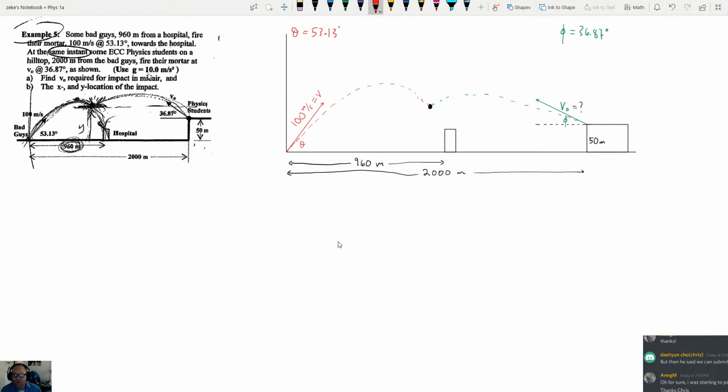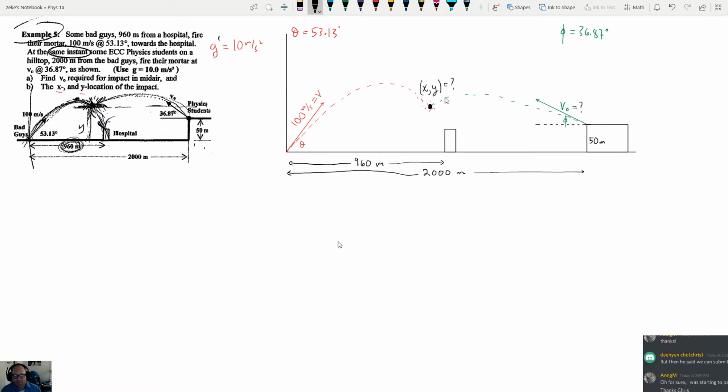All right, we're going to use g equal to 10 to make some of the calculations simpler. And our goal is to find the x and y coordinates of the impact. So these people are shooting a mortar at a hospital, and the physics students are over here, and they're trying to basically intercept that mortar by firing their own projectile so that it impacts right here, and then there's some kind of explosion in the middle. Our goal is to find the xy coordinate of that impact. We also need to figure out this velocity over here, but we also want to find the xy coordinate of this impact right here.